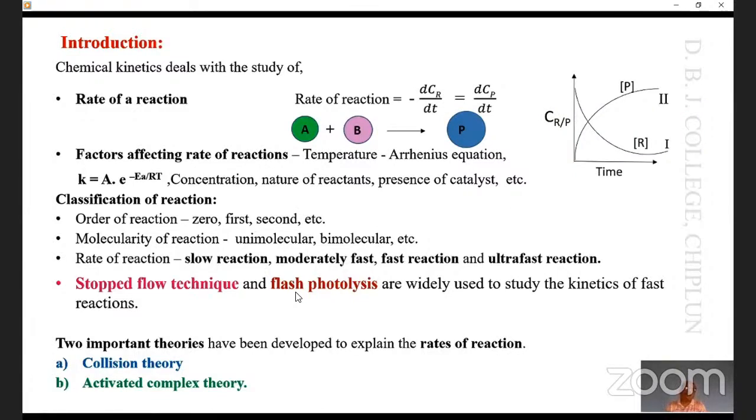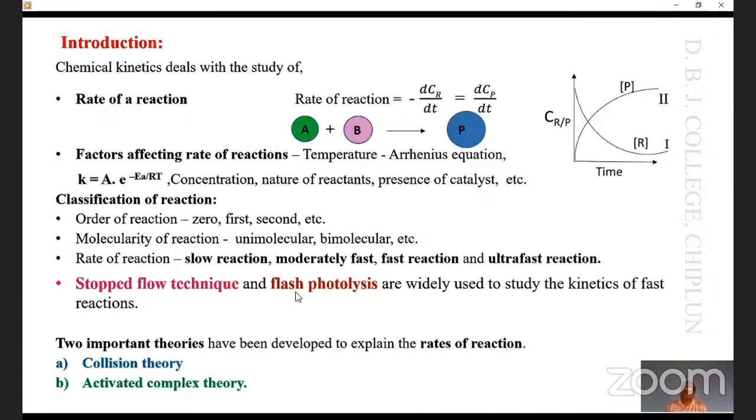We can classify the reactions on the basis of order of reaction, molecularity of a reaction, and then the rate of a reaction. Now let us see how the reactions are classified on the basis of order of reaction. The number of atoms or molecules whose concentration determines the rate of a reaction is known as the order of reaction. When the rate of a reaction is independent upon the concentration of a reactant, then we call that reaction as a zero order reaction.